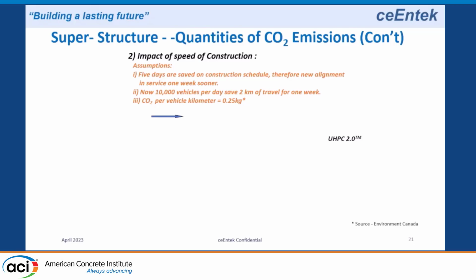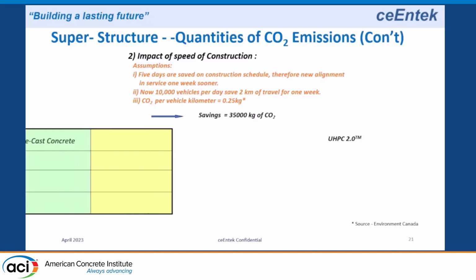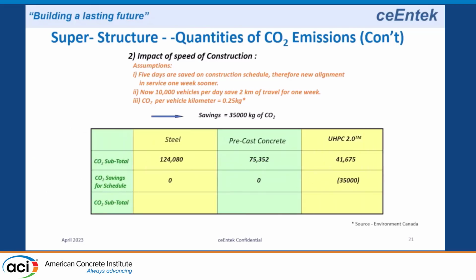We have 2.25 kgs of CO2 emitted per kilometer, per vehicle. So we can calculate how many kgs of CO2 is emitted by saving 1 week on the schedule. We saved 35,000 kgs in the project from construction traffic. So then again, I plugged that into the table. I started off with the CO2 from original construction, the savings from a 1 week faster schedule, and I end up with a net number which shows that we're now at 10% of the conventional solution at this point.